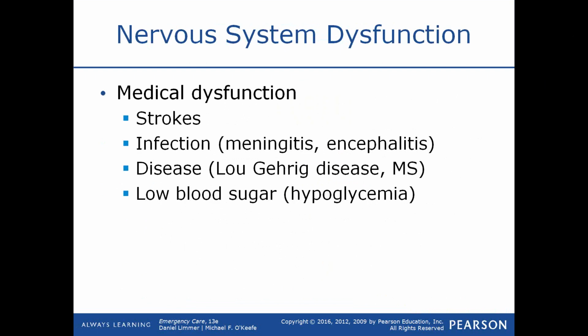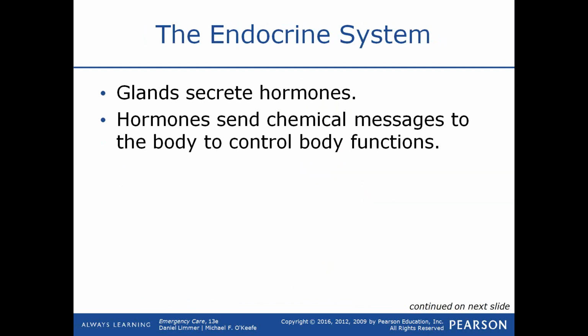And other nervous system dysfunction could be caused by low blood sugar as well as high blood sugar. Low blood sugar is known as hypoglycemia, not enough sugar in the blood.